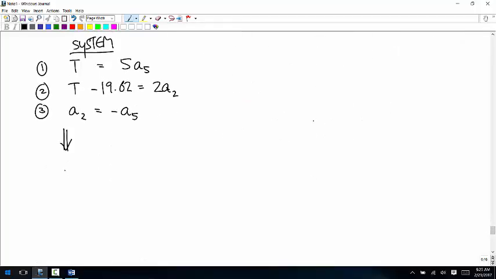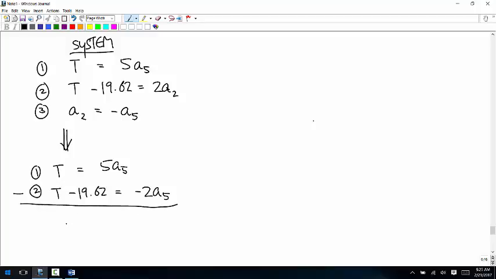And so this says T is equal to 5A5. The second one says T minus 19.62 is equal to negative 2A5. And then I'll subtract these two. You get positive 19.62 is equal to 7A5. So A5 is 2.803 meters per second squared.